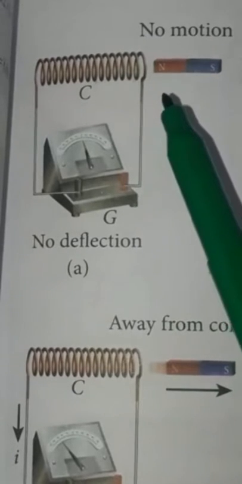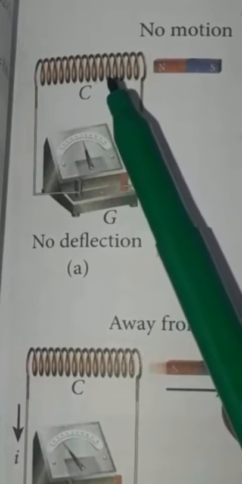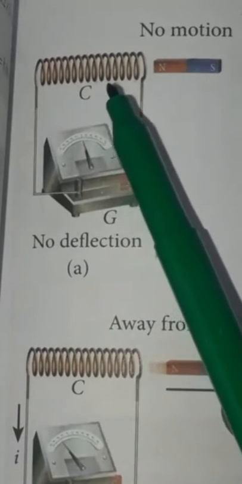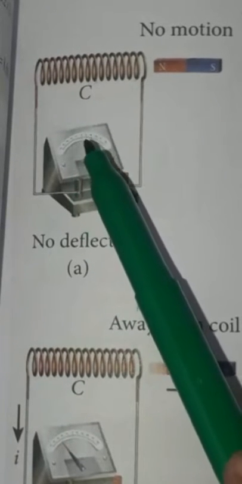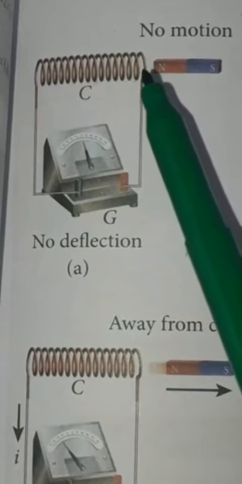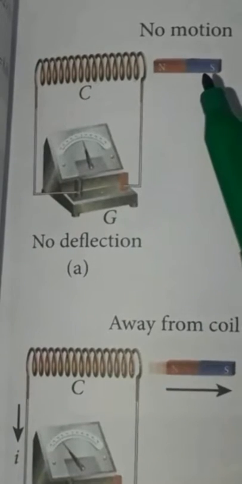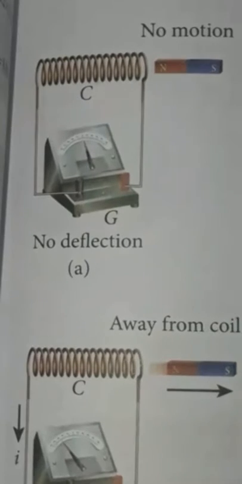The bar magnet is at rest, and the copper coil is also at rest. At this time no current is produced in it, so the galvanometer shows 0. It means no induced current is produced when the bar magnet is at rest, and similarly when the copper coil is at rest.